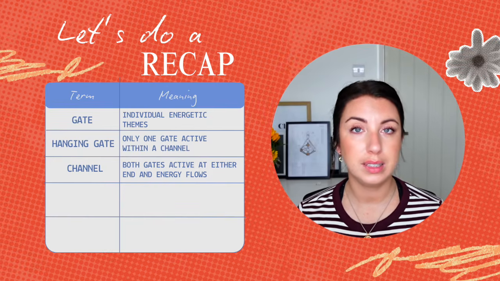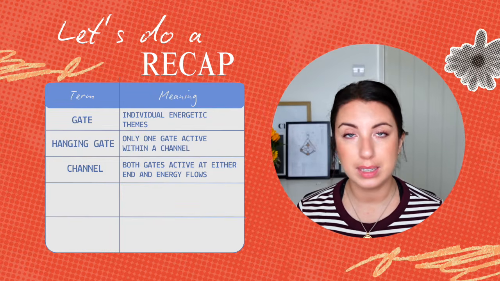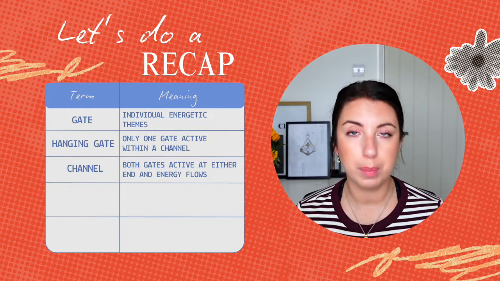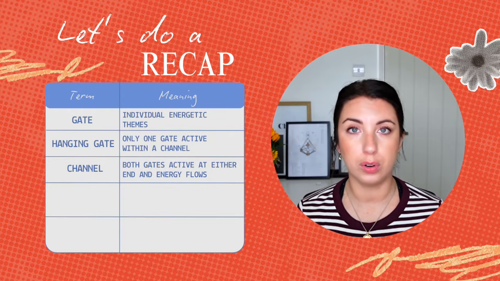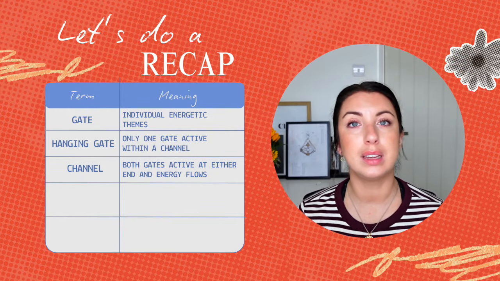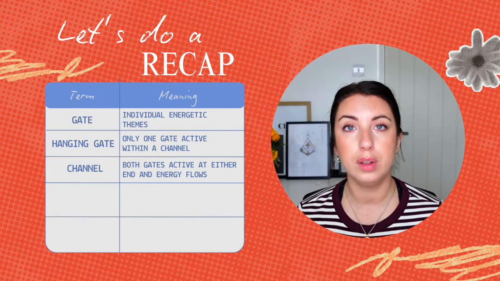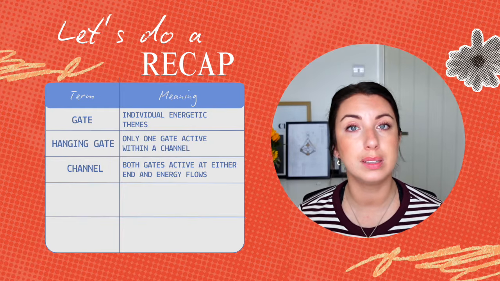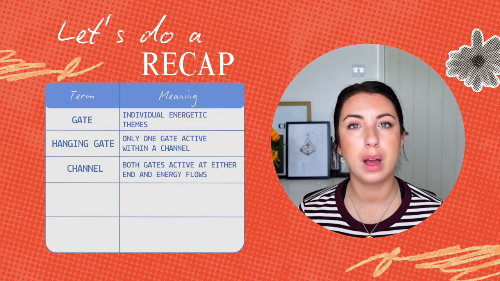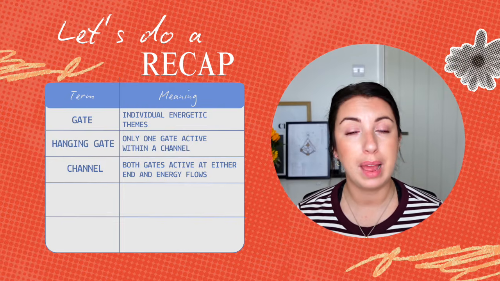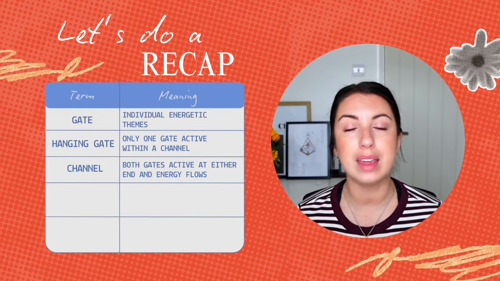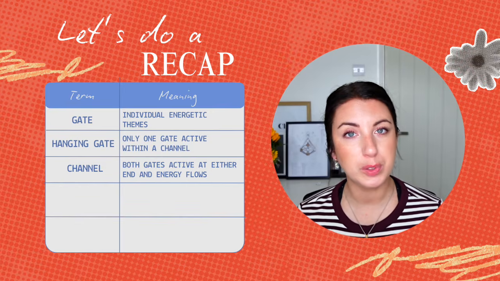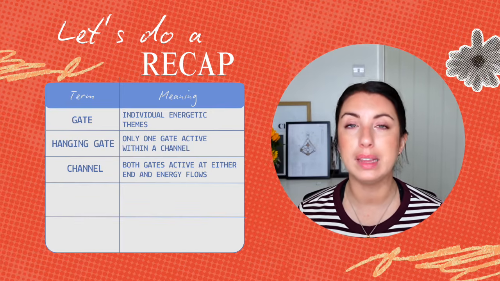Channels are the lines in your chart, and these become active or colored in or lit up when the gates at either end of the channel are active. It means that there's energy flowing through that channel, and the theme and qualities of that channel are consistent within your design and almost become a superpower because they blend the gift of the gates at either end. So this is when the two puzzle pieces come together and complete the picture.